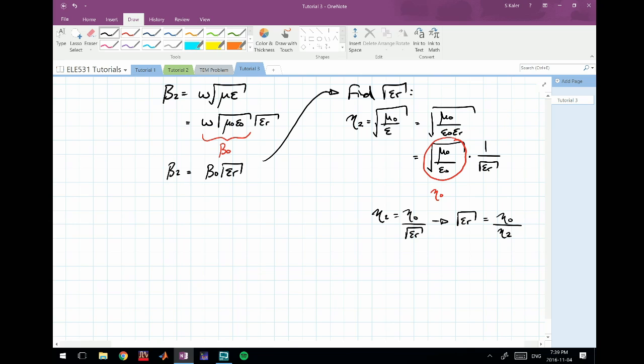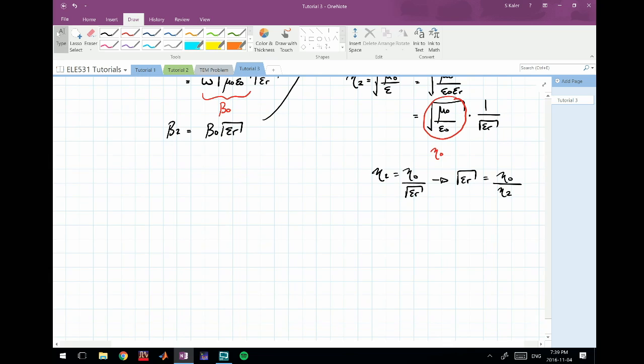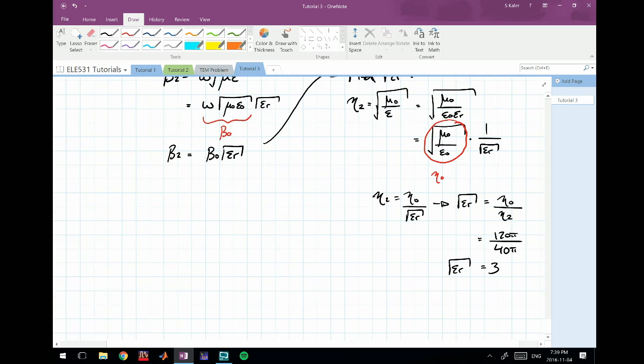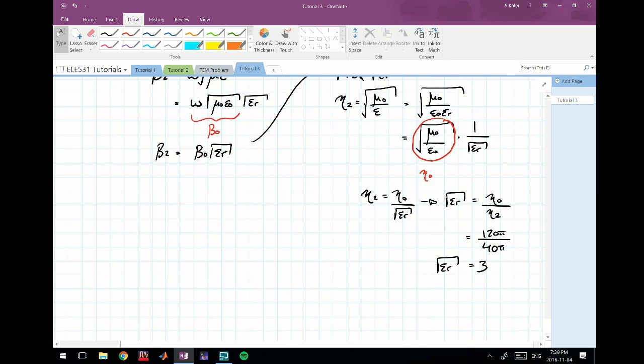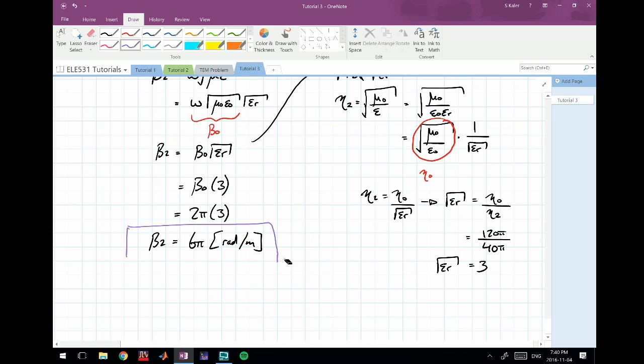Eta naught was 120 pi. Eta 2 is 40 pi. Therefore, square root epsilon r is 120 pi divided by 40 pi, which is 3. So now I know beta 2 is just beta naught times 3. What was beta naught? 2 pi. 2 pi times 3. Beta 2 equals 6 pi radians per meter. Let's give that an orange one, just to know it's intermediate.